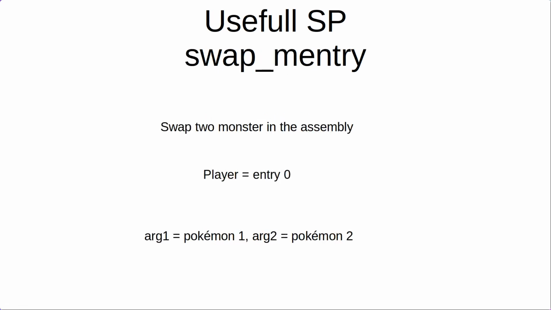The next special process is swap mentry. It simply swaps two Pokémon in the assembly, and you need to provide it with the ID in the assembly of the two Pokémon. All of their data are swapped, including their name. This is particularly useful to change the player, as it needs to be at the position 0 in the assembly. Keep in mind that the ID of the old player changed, and so you need to reference it with its new ID, which is the ID of the Pokémon with which it was swapped.